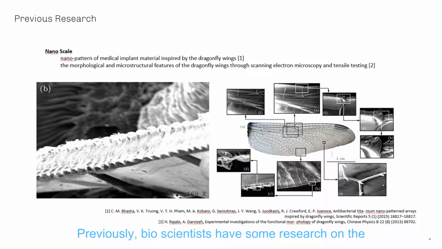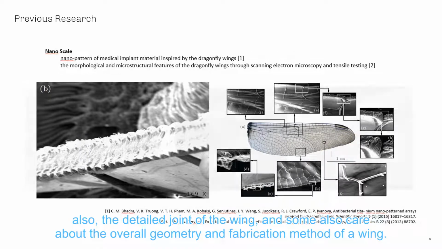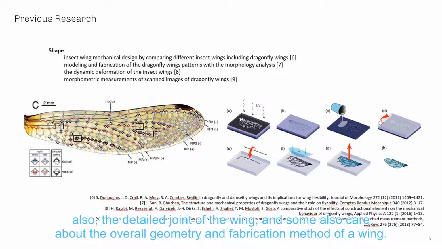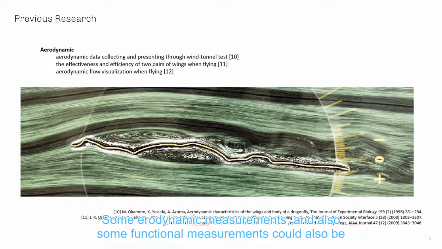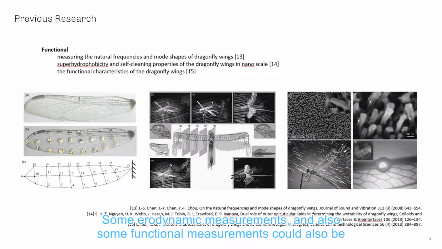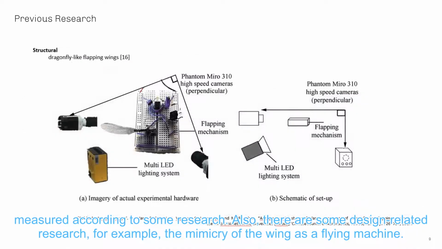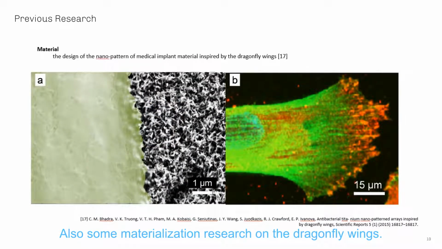Previously, bioscientists have done research on the different properties of dragonfly wings. For example, they care about the nanostructure of the wing, also the detailed drawing of the wing, and some also care about the overall geometry and the fabrication method of the wing. Some aerodynamic measurements, also some functional measurements, have been made. Also, there is some design-related research, for example, the mimicry of the wing as a flying machine, and some materialization research on dragonfly wings.